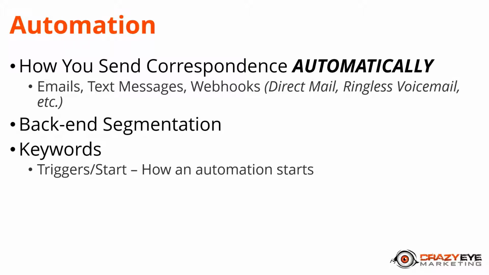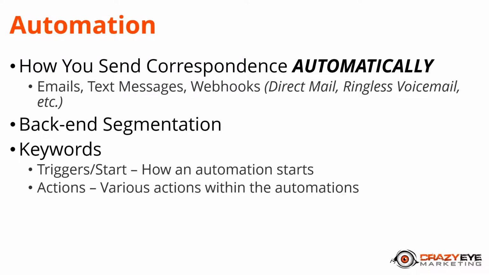So we have triggers/start. And this is essentially how an automation starts. So we're going to cover that in this video. We're going to go through all the triggers/starts that ActiveCampaign offers. And then we're going to talk about actions, and these are the various actions within automations. And actions include things like send an email, wait, if else, add remove tags, subscribe, unsubscribe from list, etc. A bunch of different actions, and we're going to cover all this as we go through the course. But let's head over to ActiveCampaign and check out triggers and starts.